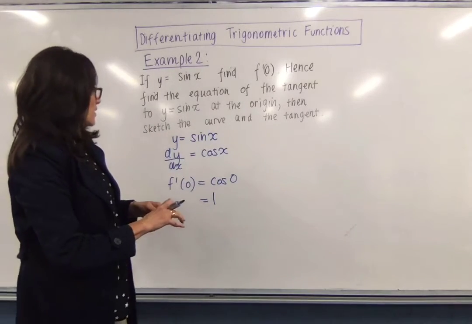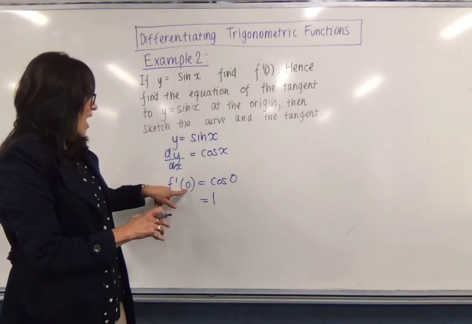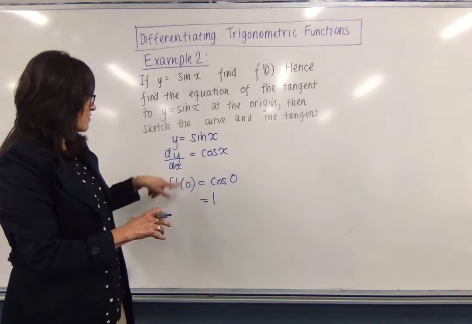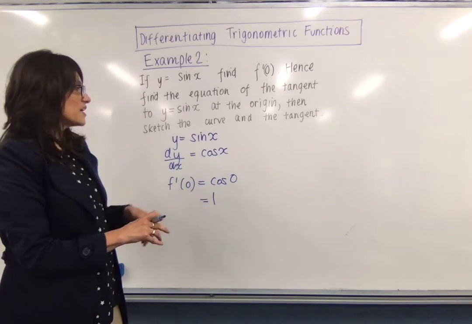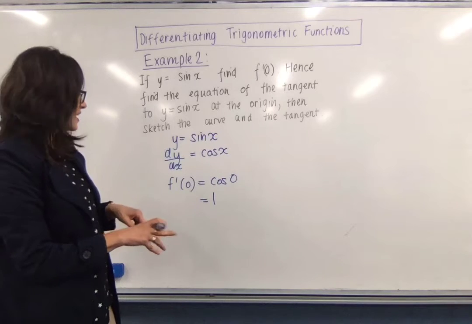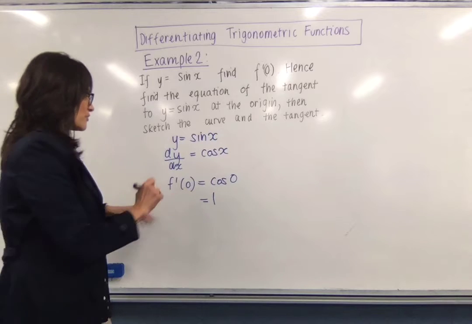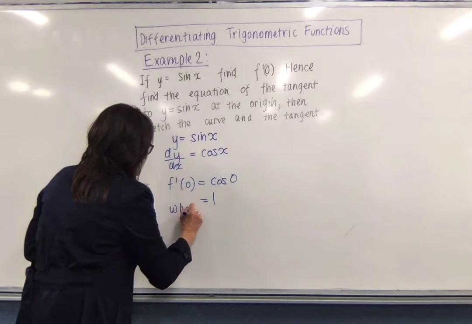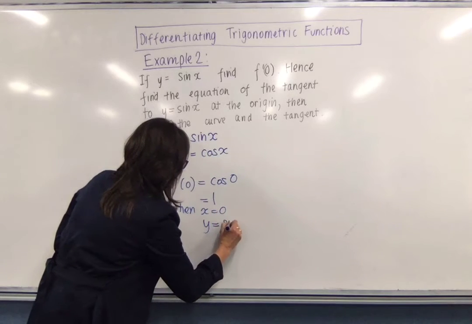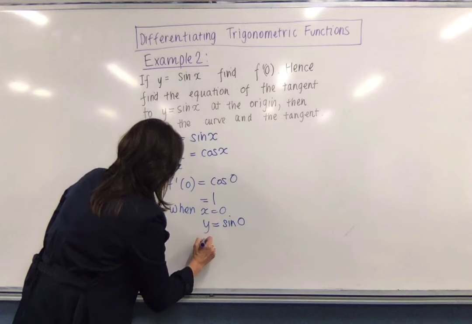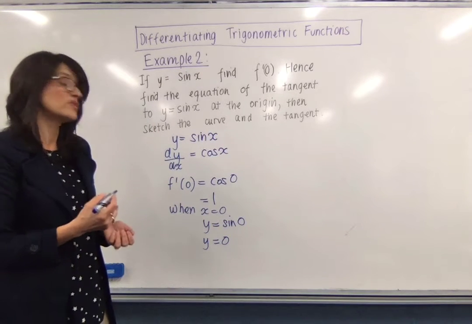Okay, so once we've got f dash 0, what does that mean? That means the gradient to the sine curve at the point where x equals 0, the gradient is 1. So now, if the gradient of the tangent is 1 at that point, we want to find the equation of the tangent. So we're going to substitute when x equals 0, y equals sine of 0, which is 0. And we know our sine curve passes through the origin.